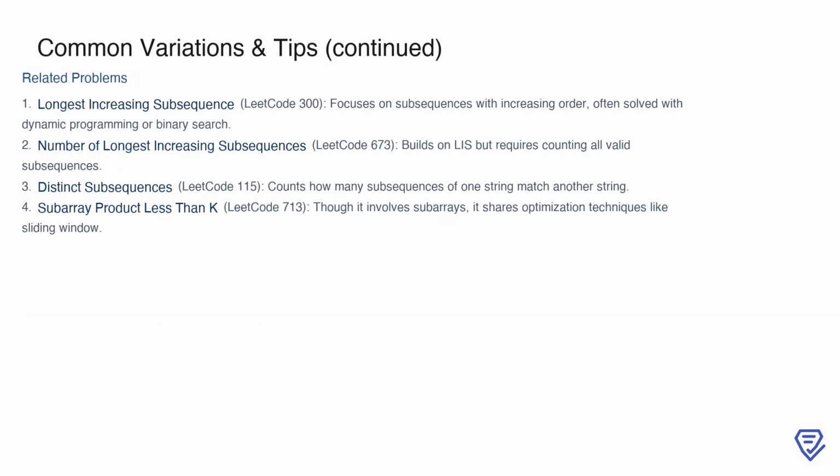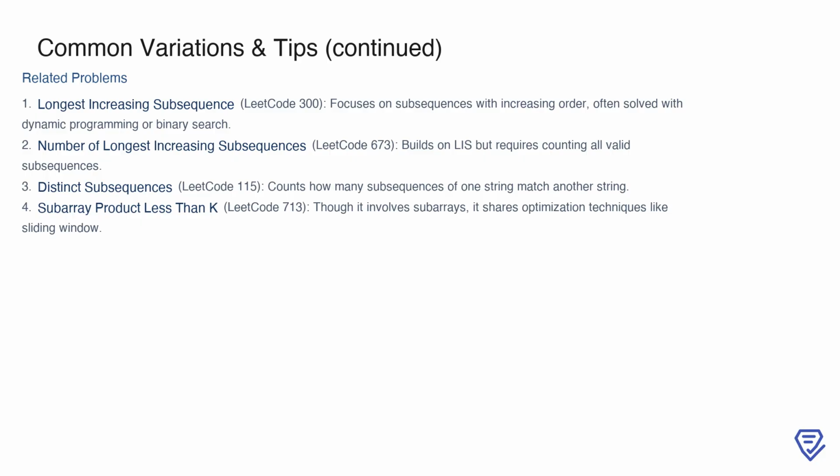To deepen your understanding, it's helpful to explore related problems that share similar concepts or techniques. One such problem is the longest increasing subsequence, or LIS, which is LeetCode problem 300. This problem focuses on finding the subsequence with increasing order and is often solved using dynamic programming or binary search for efficiency. Another variation is the number of longest increasing subsequences, problem 673, which builds on LIS but requires you to count all valid subsequences that achieve the maximum length.